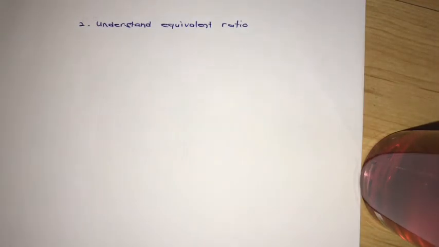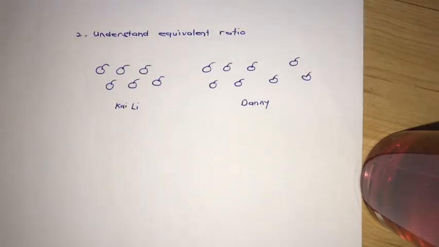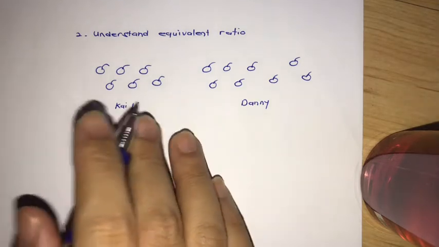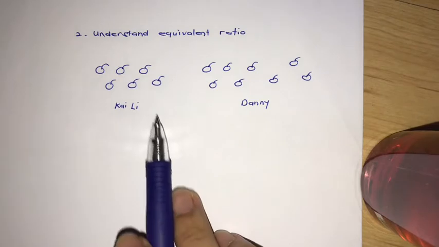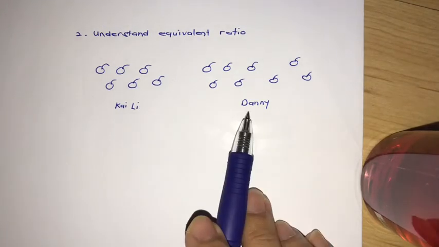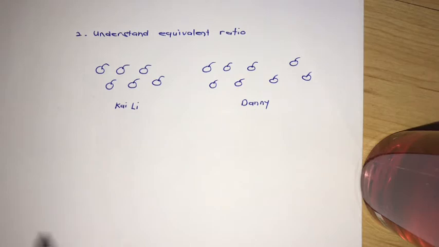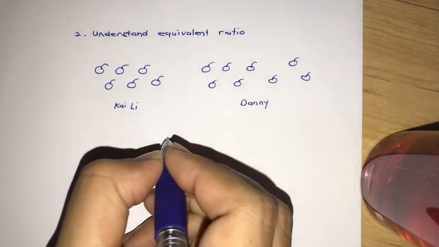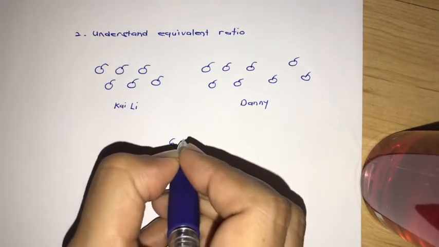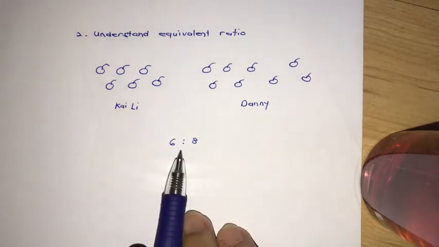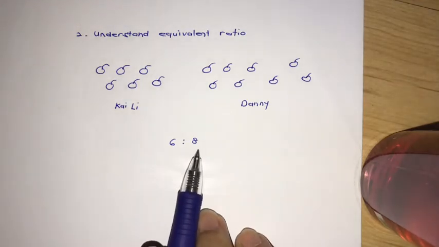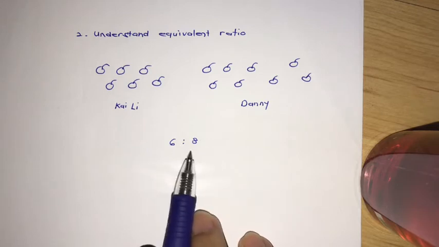So students, now you are able to compare two or more quantities by ratio. Let's go to the second objective, which is to understand equivalent ratios. Here's the example. Kylie has 6 cherries and Danny has 8 cherries. So we are able to write the ratio Kylie to Danny, which is 6 to 8. So we can say that the ratio of the number of cherries owned by Kylie to the number of cherries owned by Danny is 6 to 8.